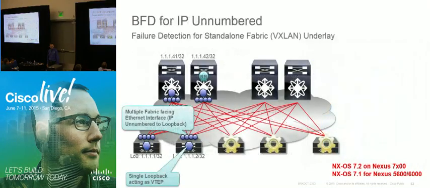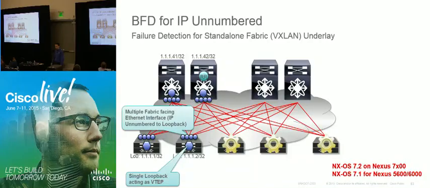Speaking of standalone fabric, before it was based on FabricPath. Here it's based on layer 3 with VXLAN. One functionality that we're about to bring the support for on the 7K, it's already there on the 5K, 6K, is the BFD for IP unnumbered.